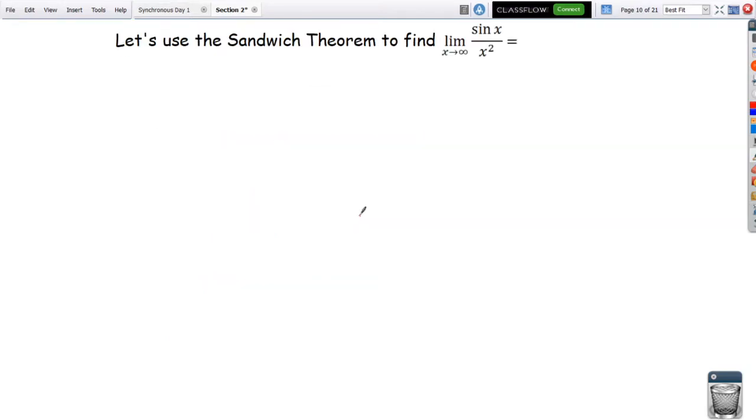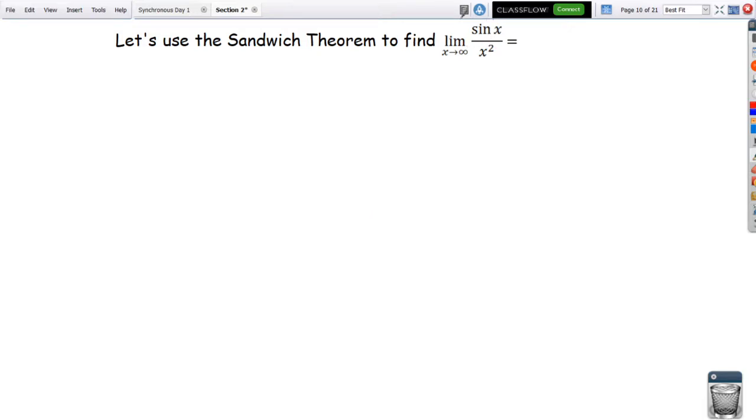All right, cool. Now, let's use the sandwich theorem to figure out what the limit as x approaches infinity of sine of x over x squared is. Now again, people hate the sandwich theorem. I don't really know why. I happen to love it. It's really cool how it works.